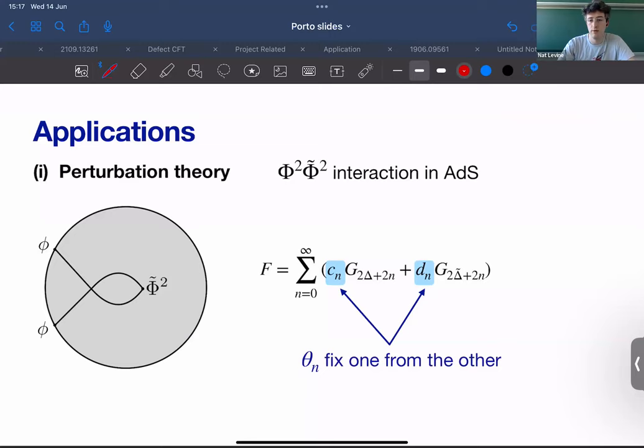So for example, one case that we looked at in the paper is where we put two species of free scalars in ADS with some different masses. And we look at this particular form factor.